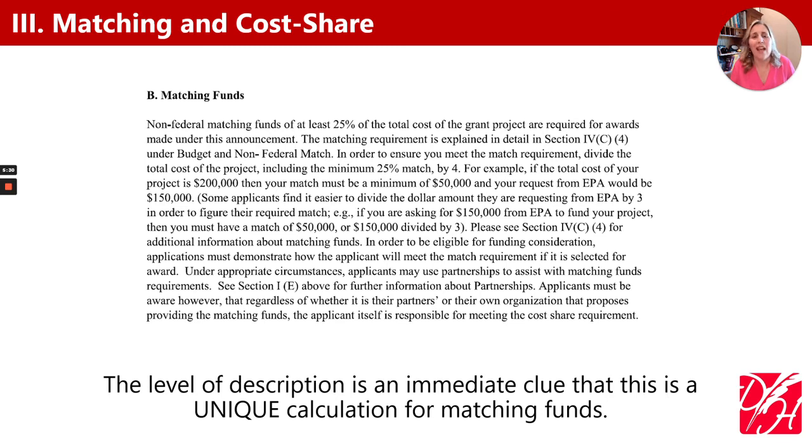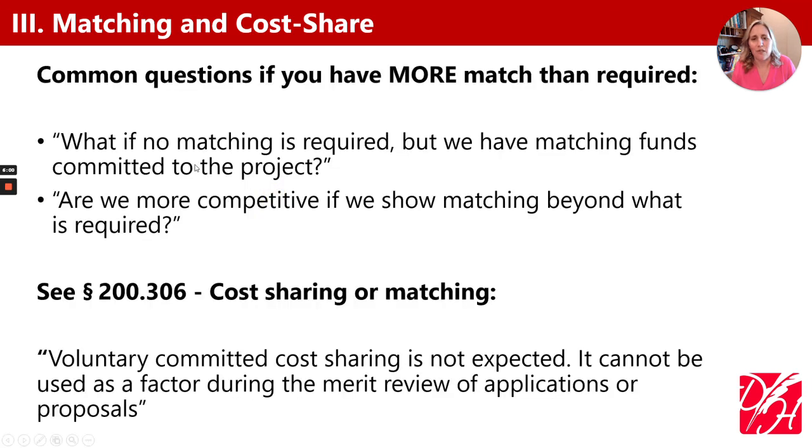Okay, so we want to have multiple people triple checking that we are calculating our match the way that it is described in the guidelines so that we do not quickly become an automatic no. We want to be sure that our work is still reviewed and scored and we are being considered for the grant. So it's not quite as simple as how much text there is about matching funds to how complex the formula might be, but it's a pretty good indicator that you need to be very careful.